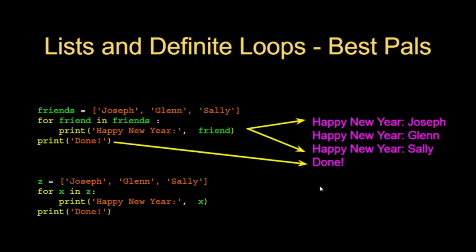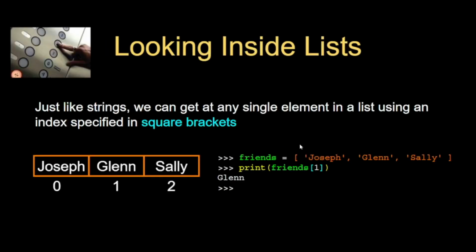Now, if you go to the next slide, it is looking inside lists. We just want to see how indexing happens in the list. Just like strings, we can get any single element in the list using an index specified in square brackets. All right. What we do in a string is that we can access each and every character of a string.